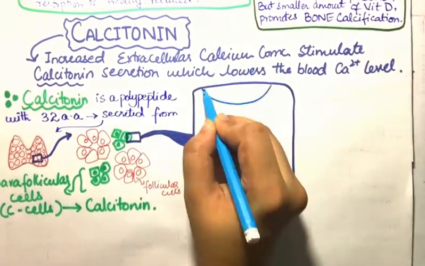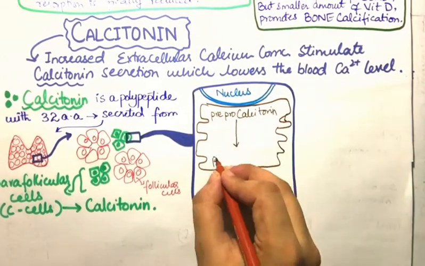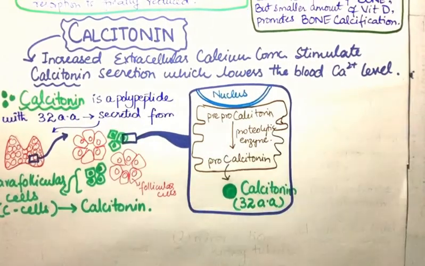Now we are zooming in on the parafollicular cells. We'll see how calcitonin is synthesized. In the rough endoplasmic reticulum, pre-procalcitonin is converted into procalcitonin by a proteolytic enzyme. And from procalcitonin, it will be converted into calcitonin, which is a 32 amino acid protein.